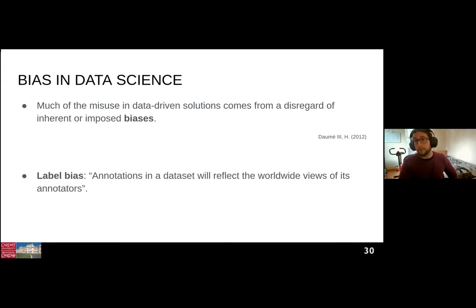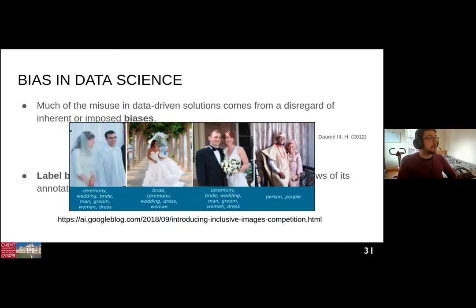But this labeling is not trivial, especially if we come into human, cultural, or even folklore aspects. This is an example from a competition that Google launched a few years ago, the inclusive images competition, because they realized that many of the standard models out there for image classification were trained on Western-centric data. And they realized that only prototypical weddings in Western cultures were actually tagged by the algorithm with these labels, whereas the models were totally unable to identify other ceremonies in non-Western cultures.